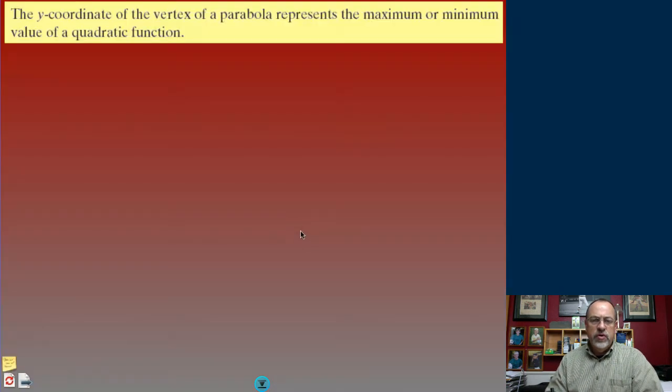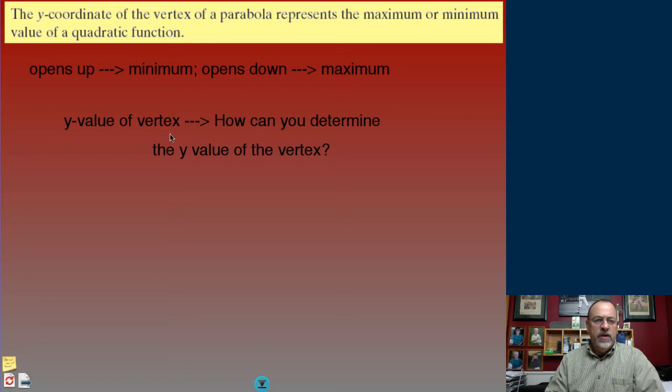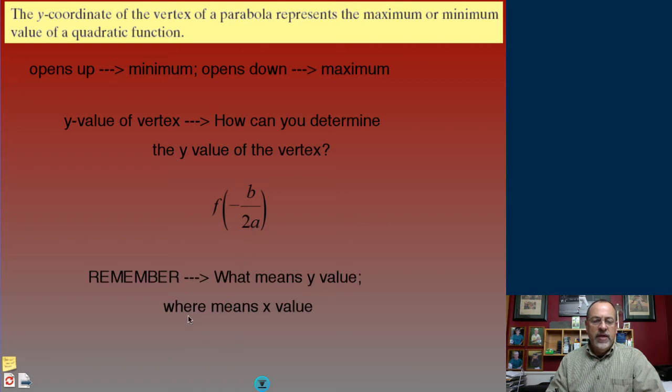Okay, so real quick review then. The y-coordinate of the vertex represents the min or the max. And again, that's the what. What is the min or the max? Remember, if the parabola opens up, then that vertex is going to be at the bottom, so it will be a minimum. If the parabola opens down, that vertex will be at the top, so it will be a maximum. The y value is the one we're looking at, and remember the y value is determined by, once we know the opposite of b over 2a, the x value, substituted in, that gives us the y. And again, what is the max? That's the y value. Where is the max? That is the x value.